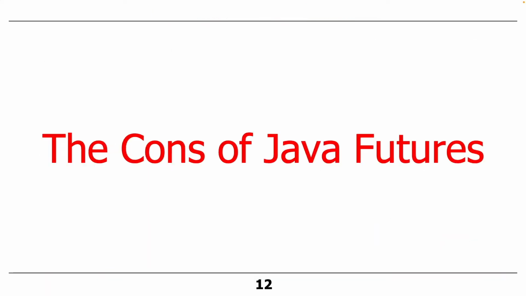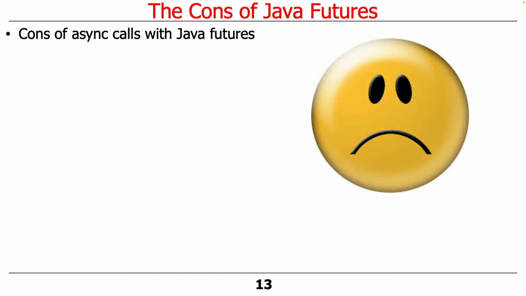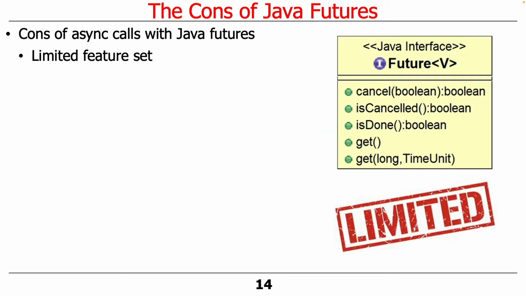But of course, not everything is unicorns and rainbows. So there are downsides with Java futures as well. There's some cons or some drawbacks or limitations.